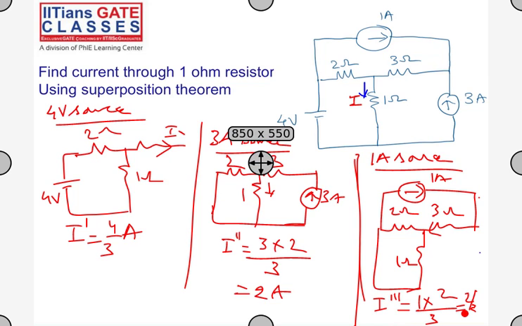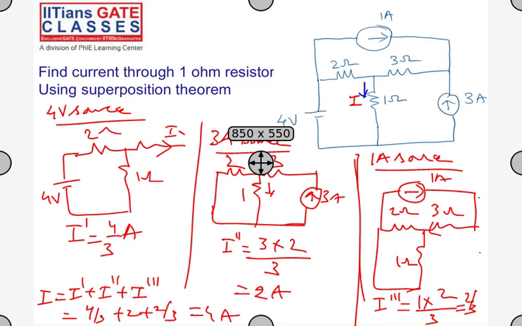So the total current I is equal to I dash plus I double dash plus I triple dash. So 4 by 3 plus 2 by 3 is 6 by 3, which is 2. This is total 4 amperes. 4 amperes is the answer.